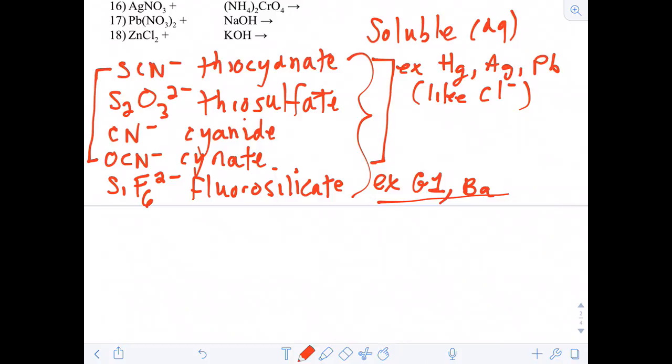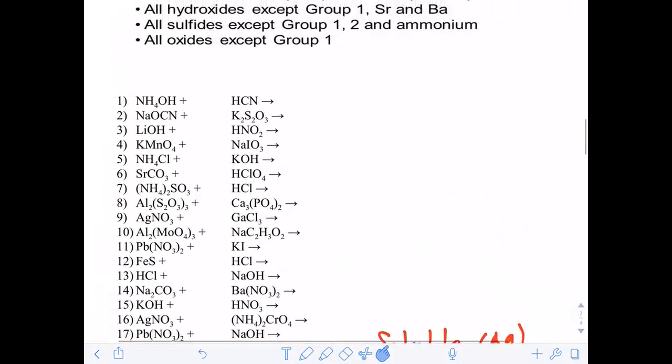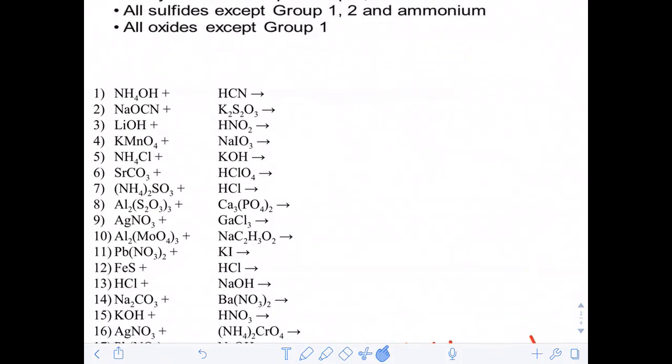So you want to do one that's complicated together? Yeah. Let's do number 2. All right. So number 2, that's sodium. What's this called? Sodium cyanate. Very nice. Cyanate. And what's this one called?